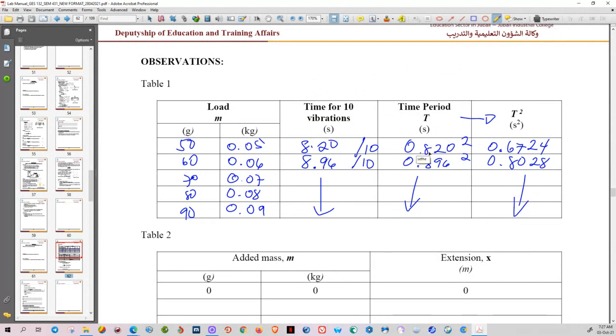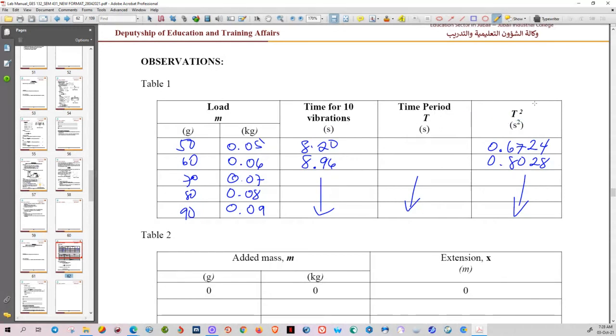So to get the time period, you will simply take this number and divide it by 10. So 8.20 over 10. Clear? Okay. Then you take the other one, the same thing, divide by 10. If you have the answer here, divide by 10. If you have the record here, divide by 10. And for T squared, Doctor, this one, you said another.